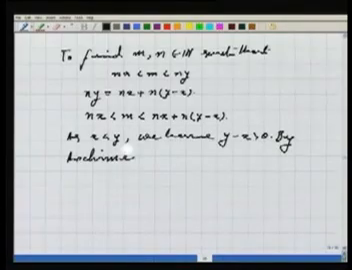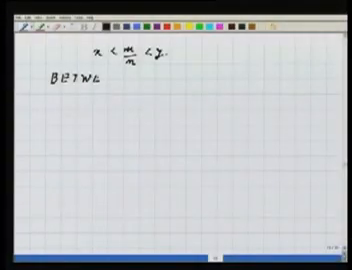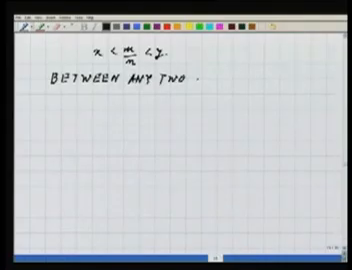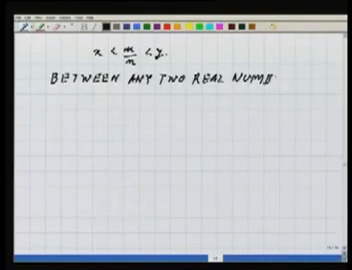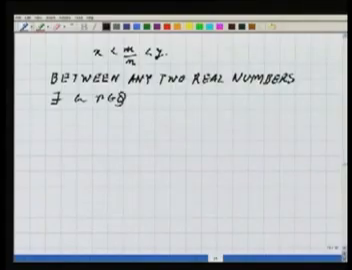That means my job is over. I have found a natural number m such that nx is less than m, which is less than ny. That in turn implies that x is less than m by n, less than y. It again means that between any two real numbers, there exists a rational number, and this is precisely what denseness of rational numbers in the real number system means.